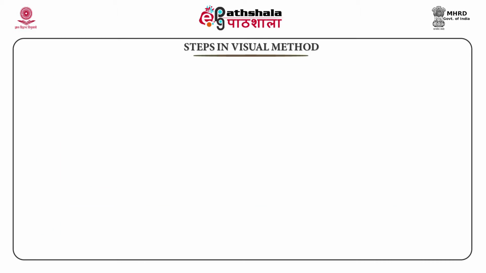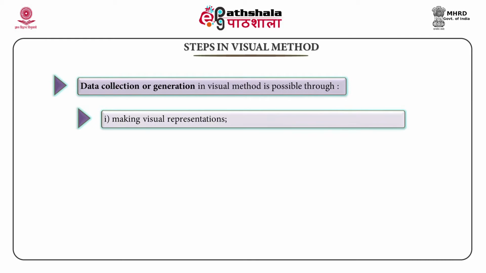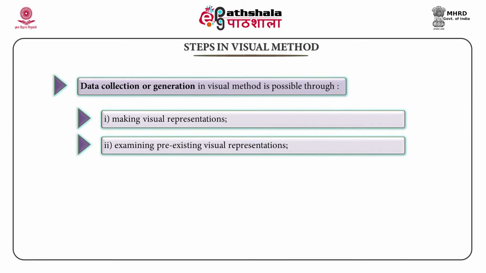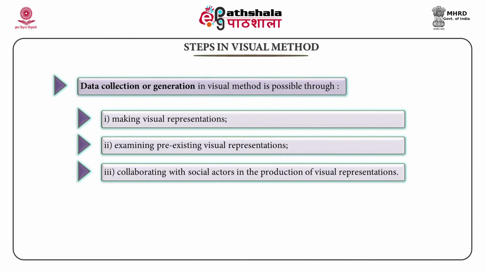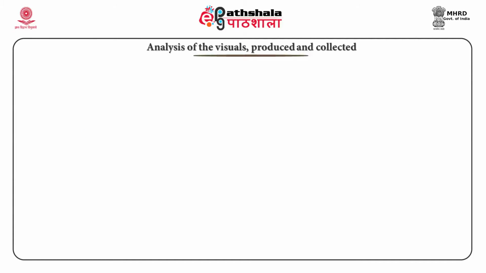Now, what are the steps in visual method? First step obviously is data collection or generation. Now, this is possible in visual method through: 1. Making visual representations, 2. Examining pre-existing visual representations, and 3. Collaborating with social actors in the production of visual representations. Ethical questions, that is, whether photographs or videos of informants may put them in any political or moral crisis, should also be considered. Then comes the analysis stage, analysis of visuals produced and collected.